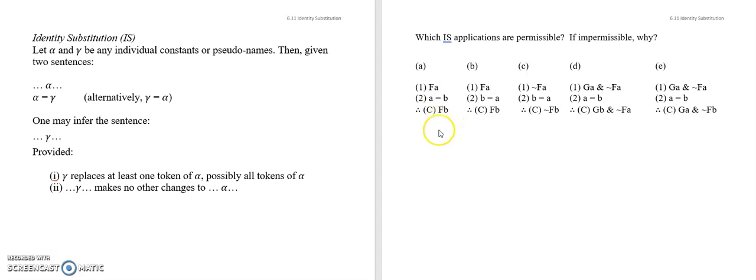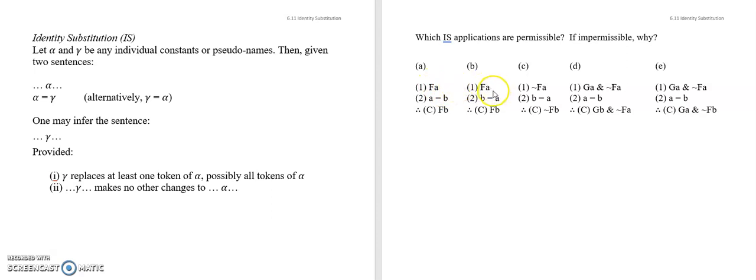Okay, so let's go ahead and do these. Hopefully you've had a chance to figure them out, and this application of IS is absolutely okay. This is permissible. This is legitimate. You can do this, and that's exactly what it's designed to do. So this would be a legitimate use of identity substitution, and if you were justifying it, you would just write IS 1-2 next to it, okay? I should also mention it wouldn't matter if the A is identical with B was written up here in line 1 and the FA was written in line 2. If you reverse the order in which these were written, that would not make a difference, okay?